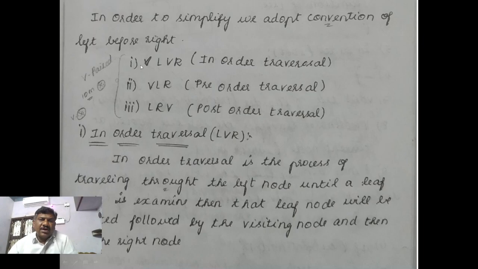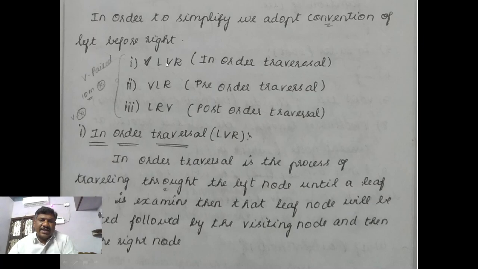How am I going to justify that this is in-order, this is pre-order, and this is post-order? I am going to check where the visited node is present. I have taken left before right. Now I am going to check where the visited node is present. The visited node is present in between the left node and the right node. So this is called an in-order traversal.